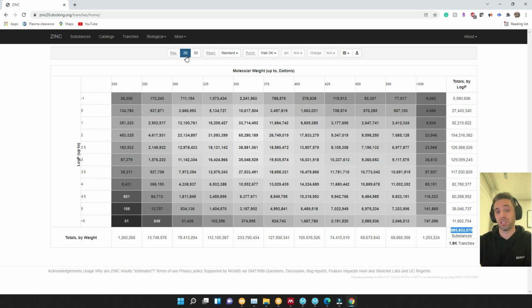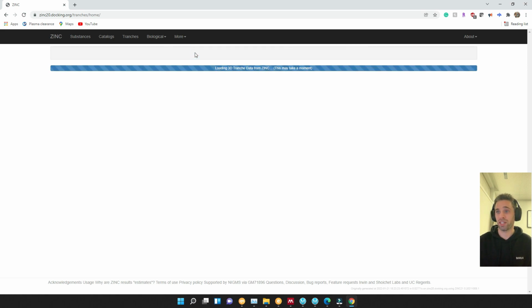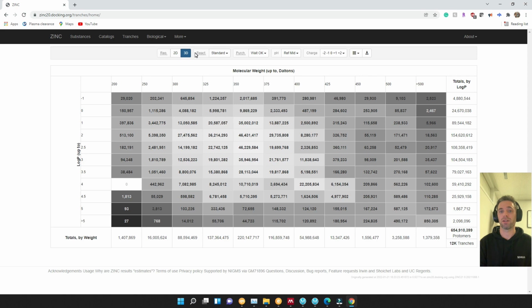These are all two-dimensional representations of the molecules, but what we actually want for our project are three-dimensional representations of the molecules so that we can dock them. So we're going to click 3D. This may take a moment, as it says. It takes like 15 seconds. It's actually pretty quick, so we'll just wait for that to load. It's loading up all of the compounds that are available in three-dimensional files instead of two-dimensional files, which is what we want for our project.